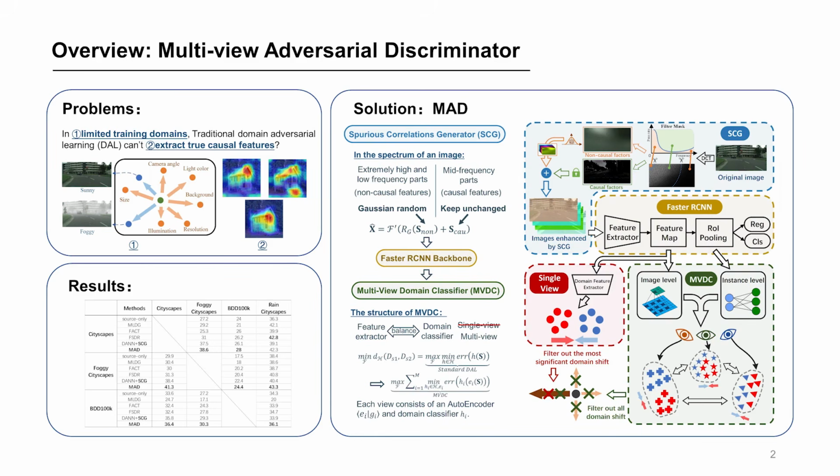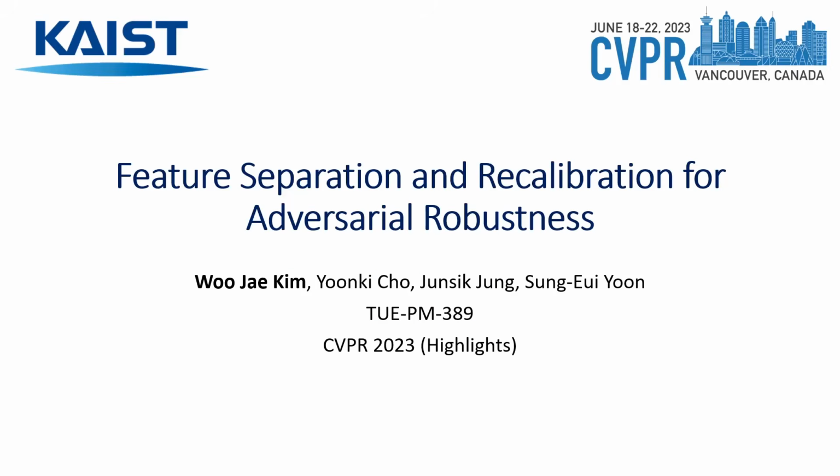To tackle this challenge, we propose the MAD method, which consists of two novel modules, SCG and MVDC. The SCG module employs frequency domain augmentations to explore potential non-coarse vectors, while the MVDC module guides the feature extractor to align features across different feature spaces. Through extensive experiments across 7 different domains, we have successfully validated the effectiveness and superiority of our approach.